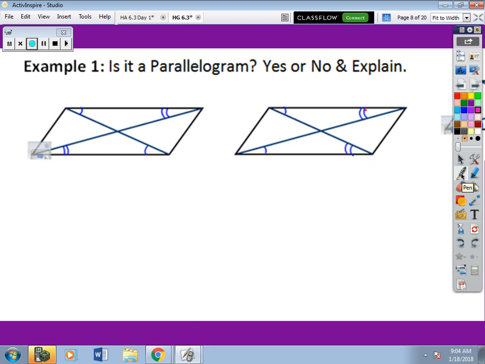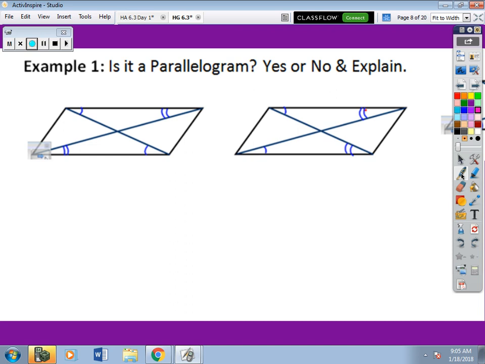And I don't know why there's this little icon box on there. That's just an error. This is not part of the problem. Do we think this is a parallelogram? Yes or no? And explain. Some of these questions are, if I remember correctly, almost exactly like test questions.